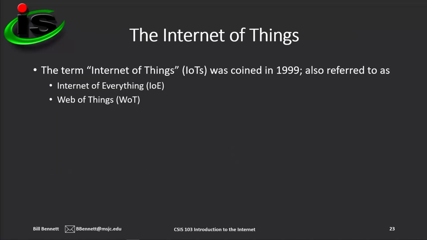Although not a new idea, the term Internet of Things was coined in 1999, but was actually in existence almost 2 decades prior to that date.